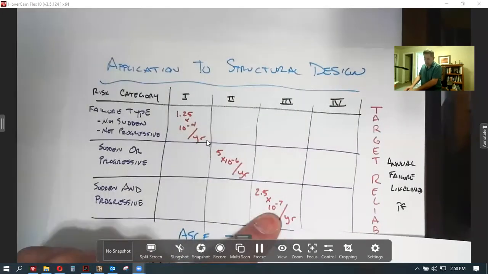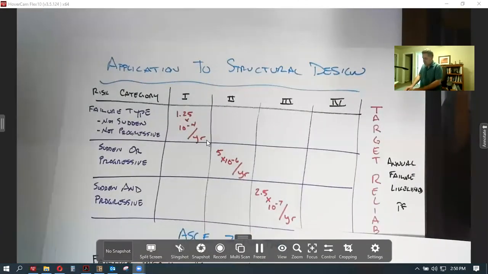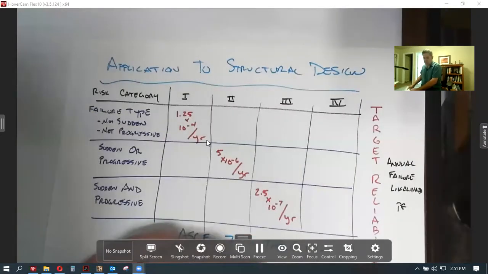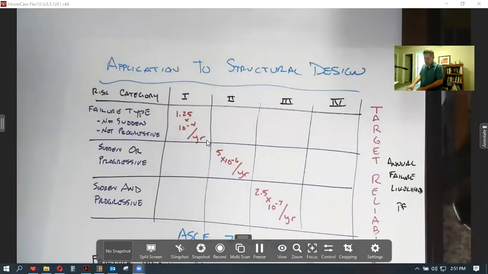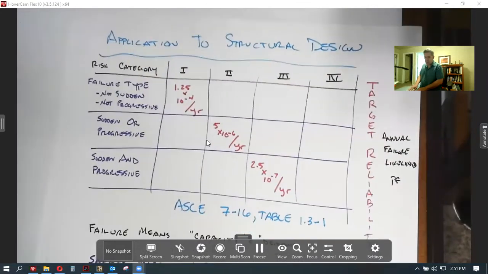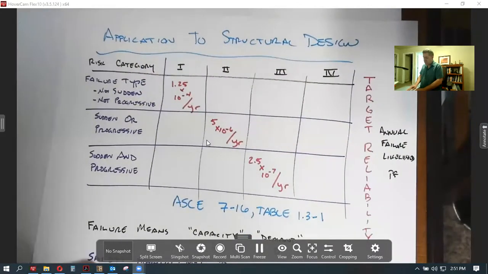We don't want to guarantee failure, and there's no such thing as that, but we are trying to protect against it and try to quantify what we're targeting here. Right? These are all out of ASCE 7-16, table 1.3-1. Now let's talk just a little bit about what failure means here.